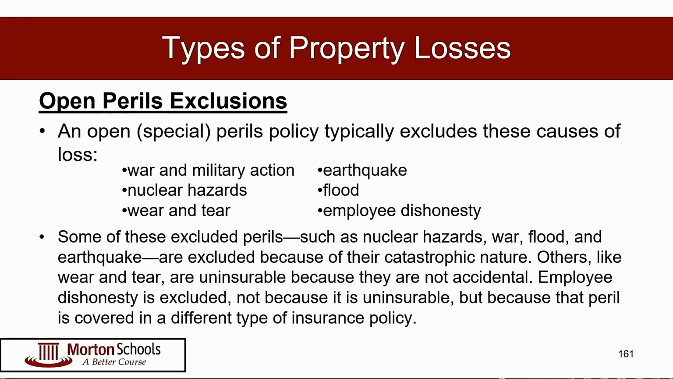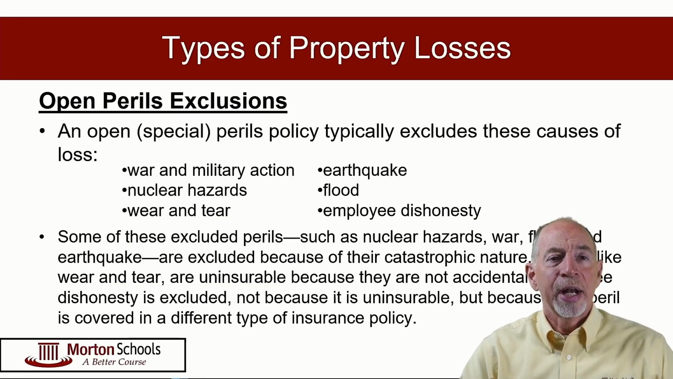Now, the next three are things that you can get covered if you want to, but you have to buy a separate policy. So that means that the typical policy does not cover these things. It excludes those things so that they're what? They're covered under the additional coverage that you would buy separately. And that would include earthquake, flood, and employee dishonesty.